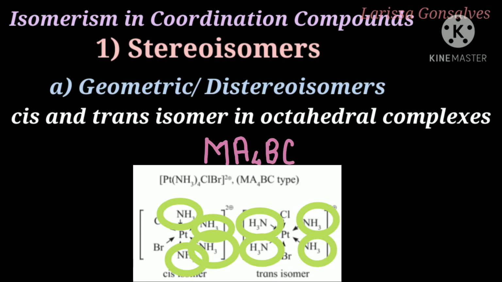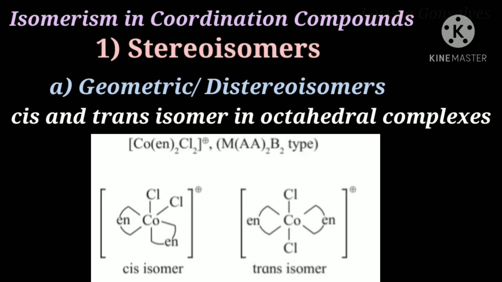The next example is [Co(en)2Cl2], the coordination sphere with the net charge plus 1. Now this coordination complex is of the type M[AA]2B2.